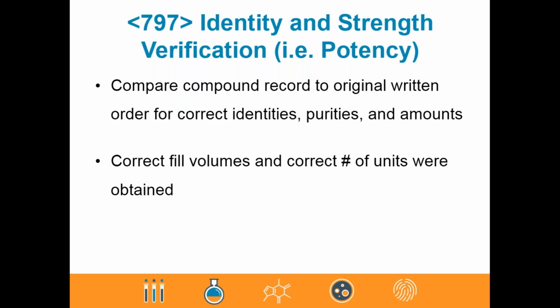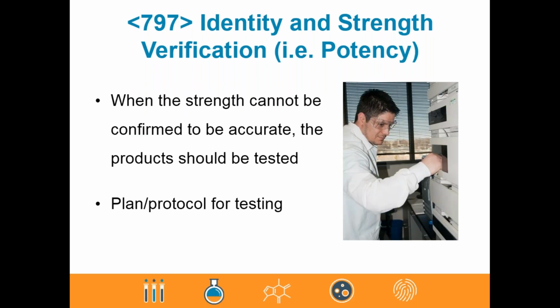Potency. I think most people understand that it gives the concentration or the strength of the API. It also has an identity aspect, to make sure it's the correct drug at the correct concentration. So 797 says that you can compare your compound records. So double check your identities, your impurities, your amounts, check the fill volumes and the correct number of units, make sure the correct number of units were made in your batch.